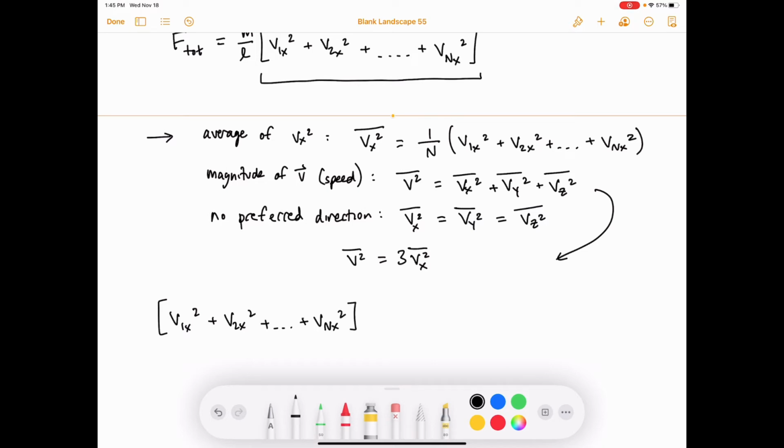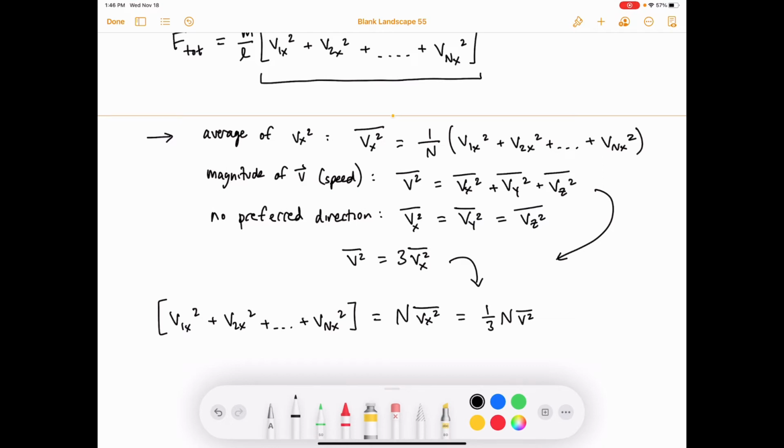vx squared, that can be written as n times the average of vx squared. So we can just think about the average rather than what each individual particle is doing. From what we just found, the average of vx squared is just a third of the average speed squared. So then what we have in brackets can equivalently be written as 1/3 times n times the average speed squared. So now we're going from x velocity to speed by introducing this factor of 1/3.